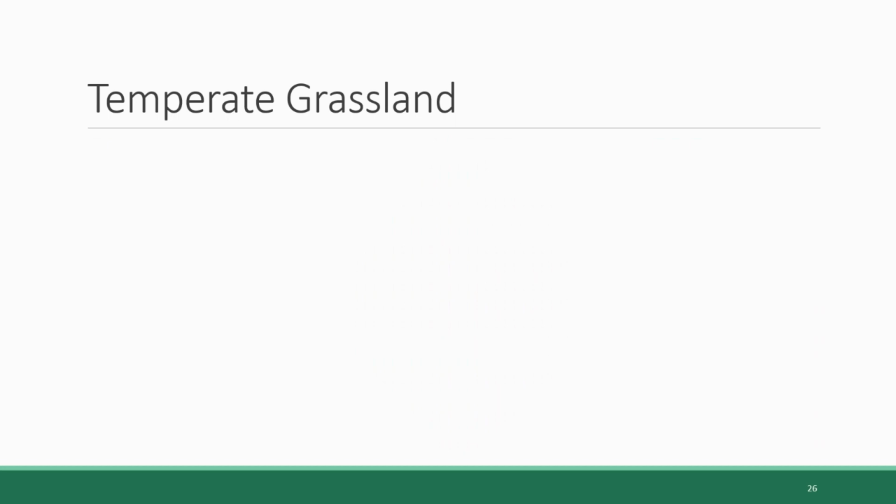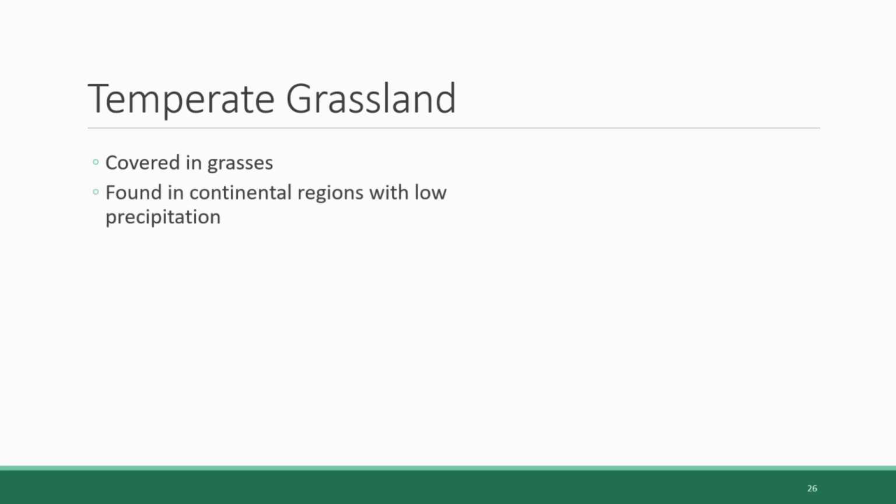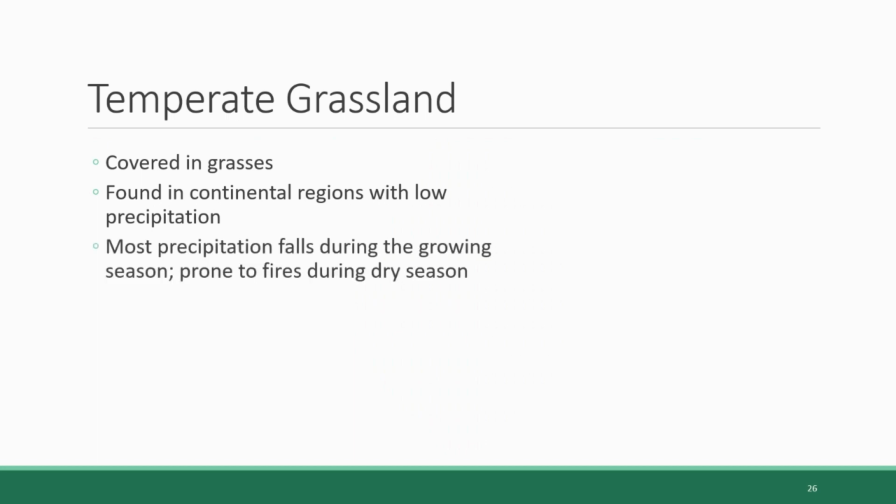The next temperate biome is called temperate grassland. So, true to their name, temperate grasslands are covered in grasses, and they are found in continental regions, so inland rather than coastal regions, which get relatively low levels of precipitation. And when precipitation does fall, it mostly falls during one consolidated growing season. So, this means that there's an off season that is much drier, and grasslands are prone to fires during their dry season.